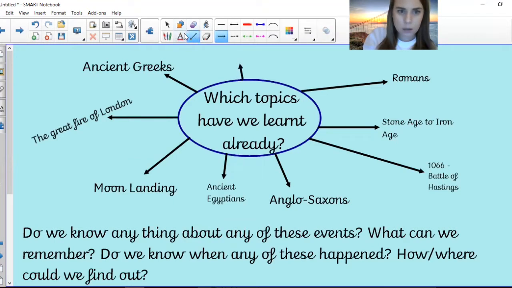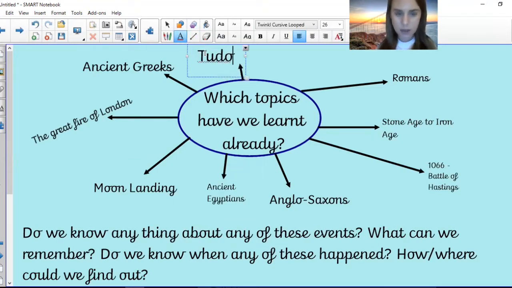Quite a few things on there that you have done already, and I may well have missed some that you've got already. If I have, then please do put yours onto your mind map. It's not a problem. Now, do you know anything about any of these events? Can you remember anything? If you can, brilliant, add them to your mind map. You can pause the video and do that now. If you don't, that's fine.